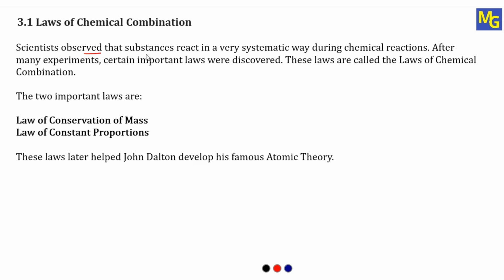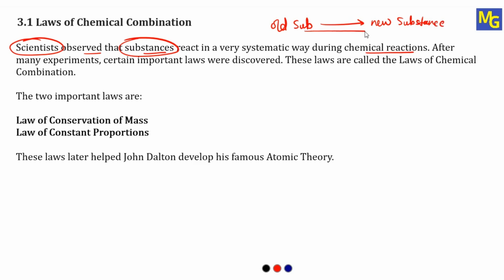Scientists observed that substances react in a very systematic way during chemical reaction. As we all know, scientists were doing experiments on substances, chemicals and matter. When they were studying matter, they saw that substances react with each other and give new substances. So old substances react with each other and give new substances, and this is called a reaction. Whenever such a reaction takes place, all the chemicals react in a very systematic way.